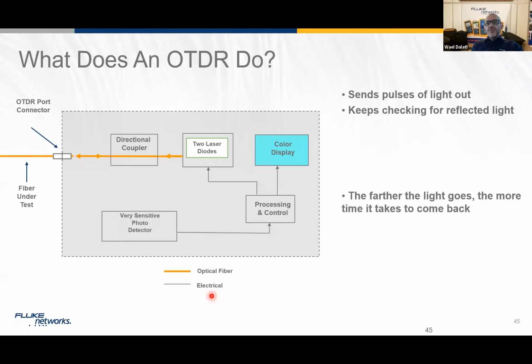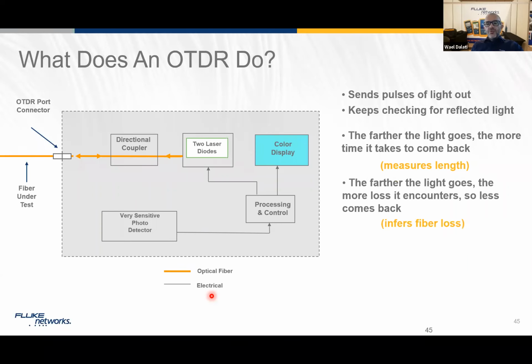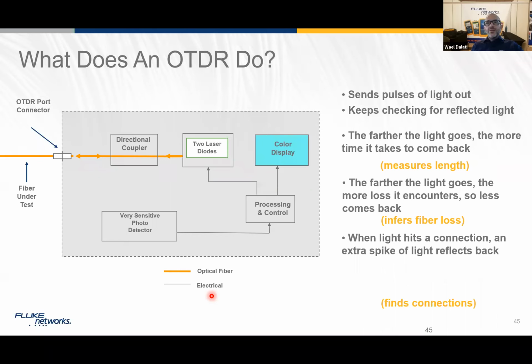And the further the light goes, the more I know about the length. So it's about the time and the distance of the light. The further the light goes, I can also check the fiber loss. And when light hits a connection, I get a different type of light that the OTDR will detect. Oh, there's a connector here, there's a splice here, there is a break here. And all of those details will be represented. Now, the representation is something that we will discuss in the coming slides.